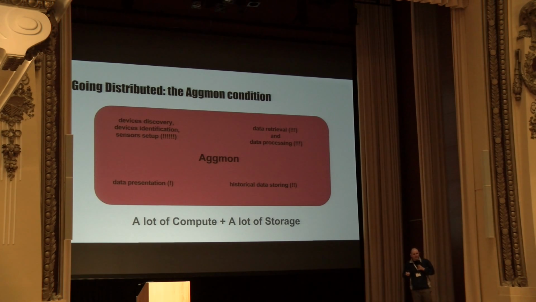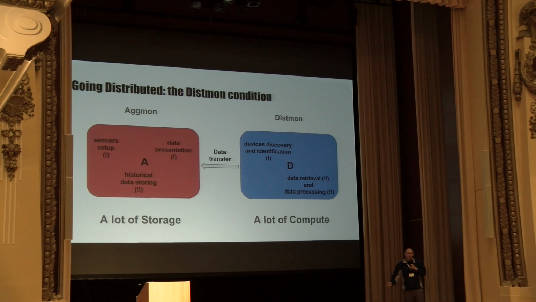So I had a system that required a lot of computing power and a lot of storage. And I was thinking how to address that. And I devised a new class of system that would be a part of the Agmon infrastructure. I called it the distmon. So we went from aggregated monitoring to distributed monitoring, sort of. And I took the most processor-intensive processes away from the Agmon device and transferred them to the distmon device so as to share the load.